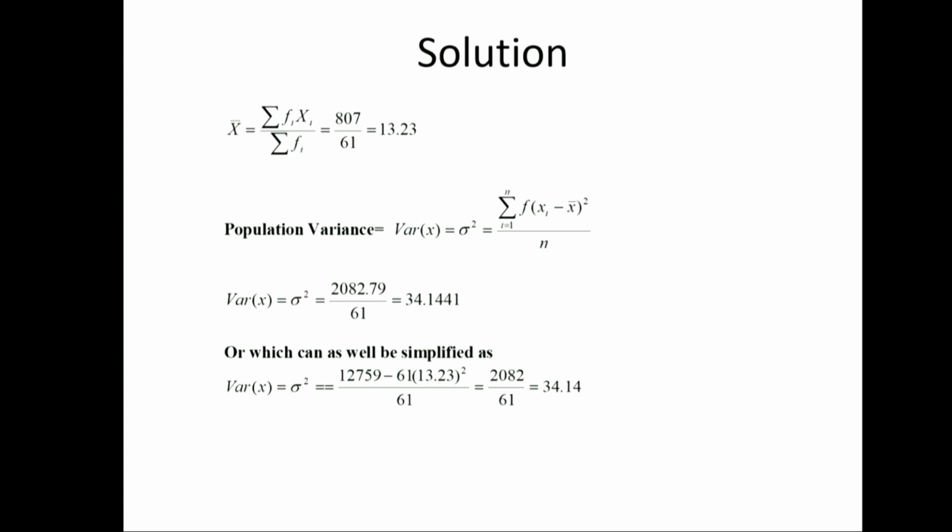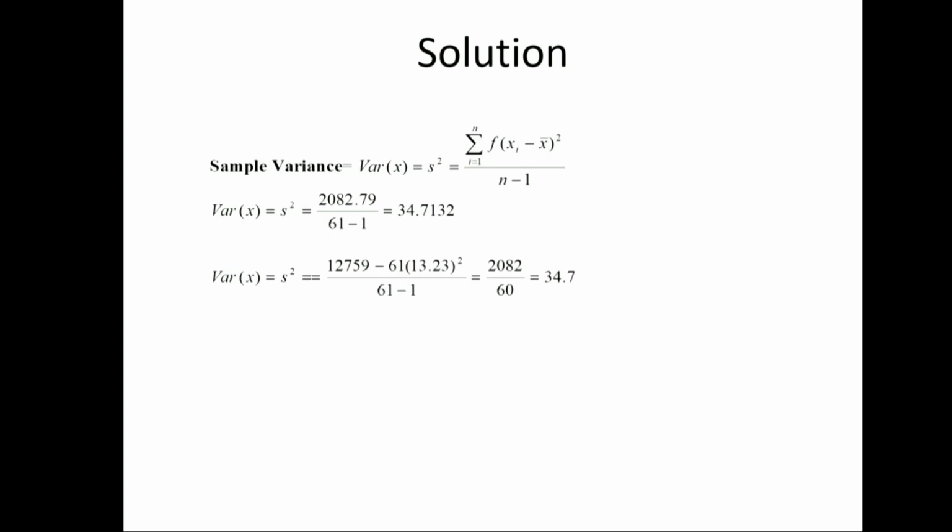We refer to that as the population variance. Now, we can as well make use of the other form, that is the simplified form. That is for the sigma square, we have the sum of Fi Si square minus N S bar square, everything divided by N. So by the time you do that, you have 12759 minus 61 into 13.23 square, everything divided by 61. And that will give us 2082 divided by 61, and that will give us 34.14.